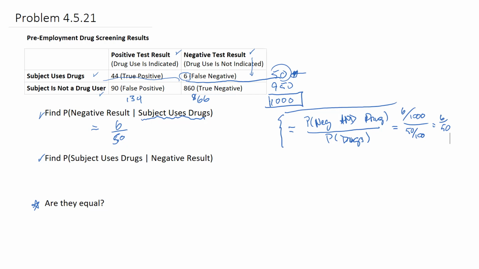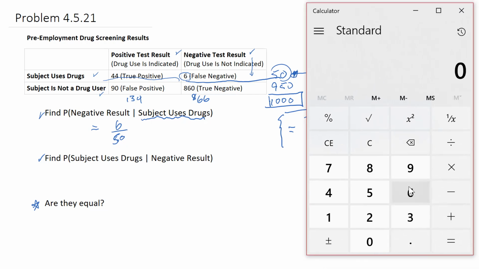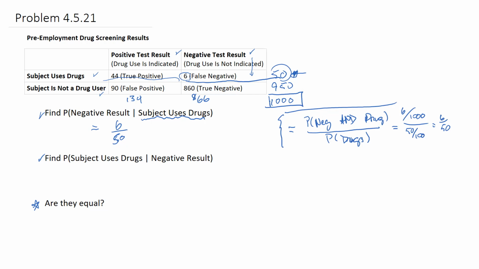All right, so if we're looking for a numerical value out of this, we can pull out our calculators and find out what 6 divided by 50 is, and then we get 0.12. So there's a 12% chance that somebody who uses drugs, out of all the people who use drugs, is going to get a negative result. All right, so let's get to the second problem.